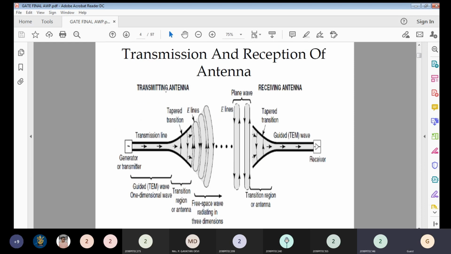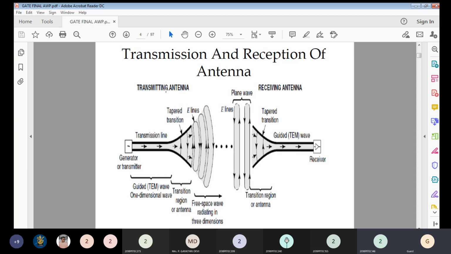Transmission and reception of antenna. Generally, for communication, we need a generator or transmitter, and we concentrate on the transmitting antenna. The signal from the generator or transmitter passes through the transmission line cable, and finally we have the transition region or antenna, which is called flared. When we flare the transmission line or the waveguide, we get the antenna concept. This is what you mainly have to concentrate on. That is called the tapered section.